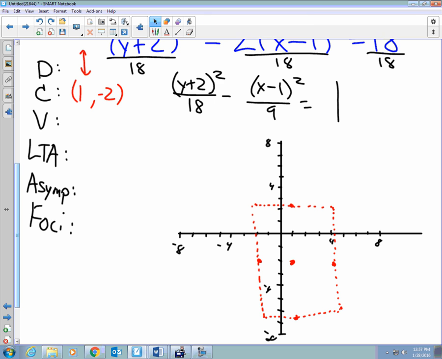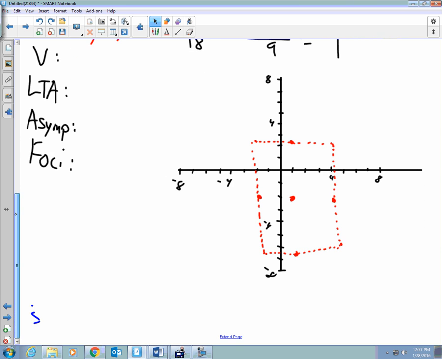Okay, so the vertices, are they going to go on the top and bottom, or on the left and right? They're going to go on the top and bottom. And so will that affect the h value of my center, or the y value of my center? y value. So I still have 1, but then I'll have negative 2 plus or minus the root of 18. So I'm going to write the root of 18 as 3 roots of 2. You could write it as a decimal, or you could write it in simplest radical form like that. If you want to write just negative 2 plus or minus 4.24, that's fine too.